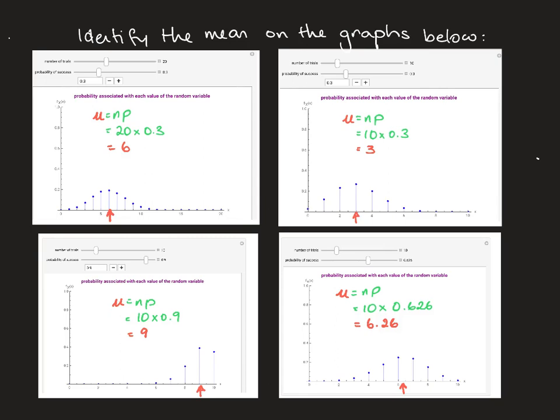So to find the mean, you can simply multiply the number of trials by the probability of success, and that works in all cases for binomial distribution. You can also look for the balancing point for the graph. So that's our first measure of centre, the mean. Let's look at the median.